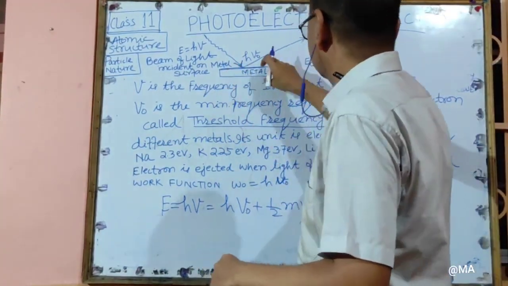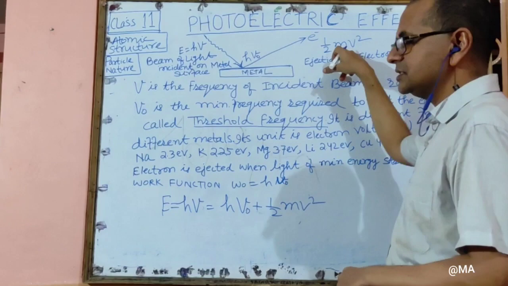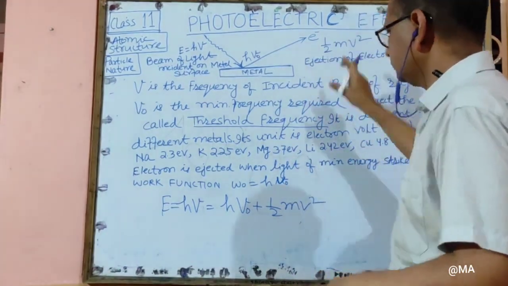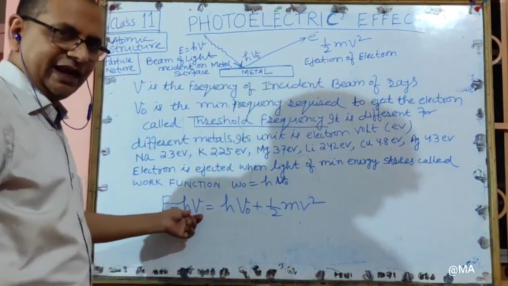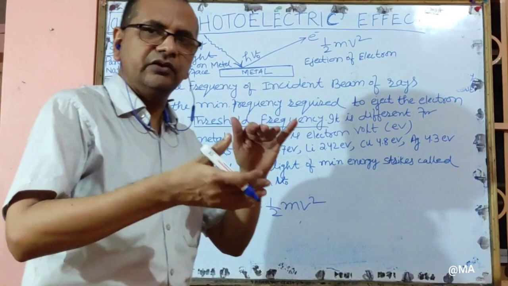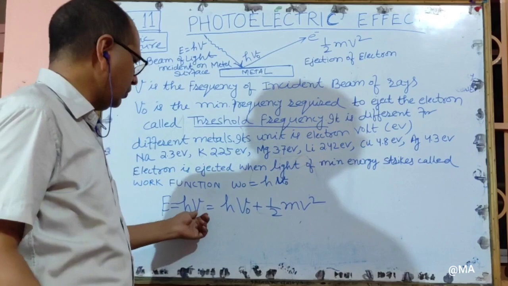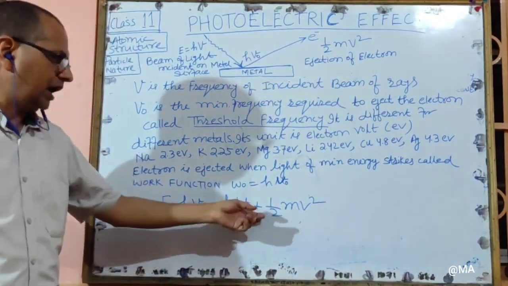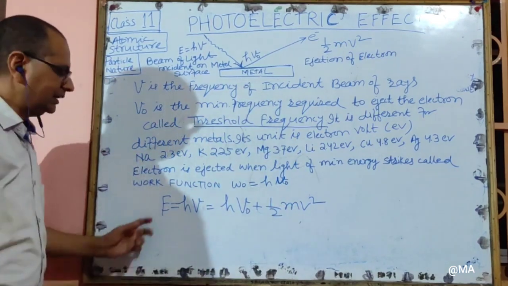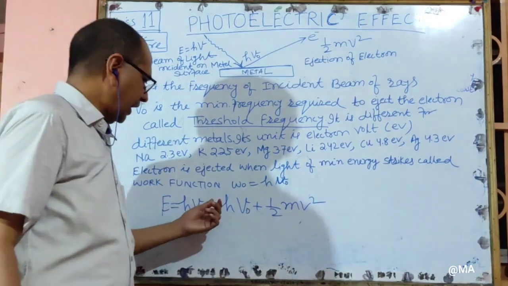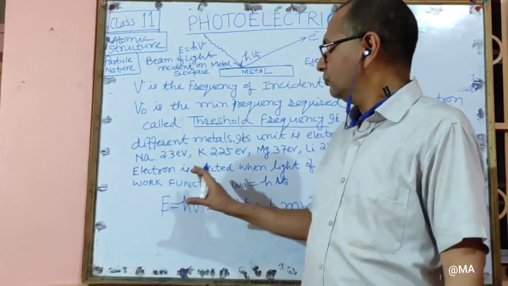When the electron is ejected, the remaining energy is converted into kinetic energy, which is half m v squared. So h nu is the energy of the beam of light falling on the surface of the metal, and h nu is equal to h nu naught plus half m v squared. Obviously this h nu is E, the energy, so E equals h nu equals h nu naught plus half m v squared.